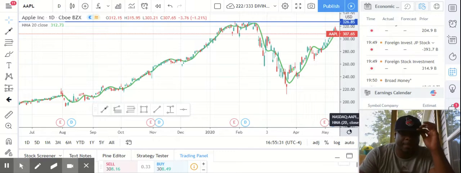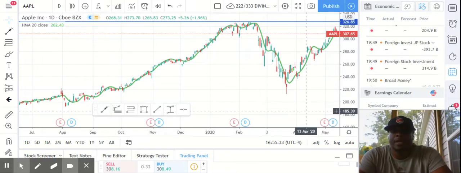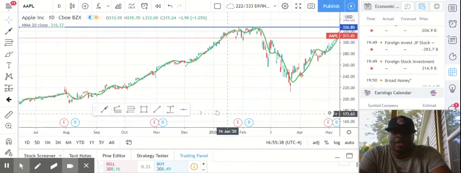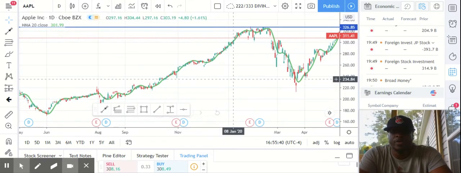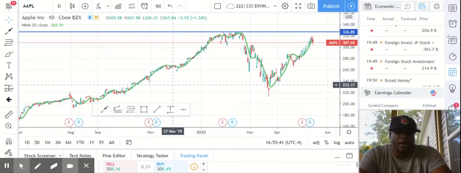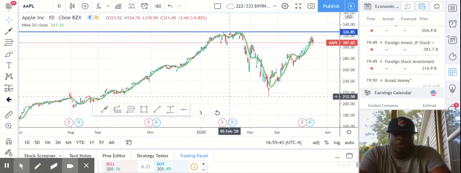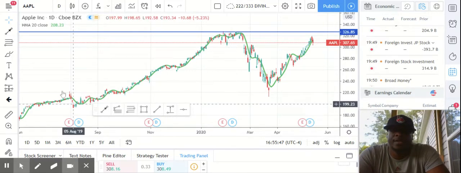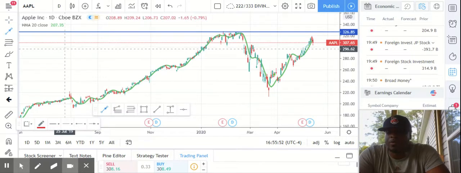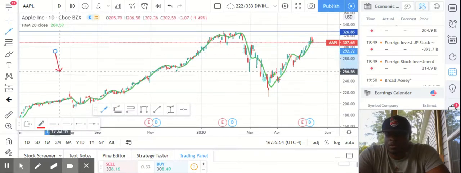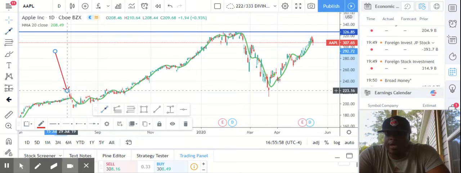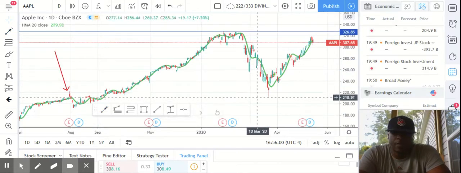So I'm going to go through Apple. We're on Apple, and I'm going to show you how there are numerous landmarks that showed us where price eventually wanted to go. So we're going to go back here into August. I'm going to get an arrow and we're going to point. You see this right here? What do you have? You have a wick, right? And we'll label it.